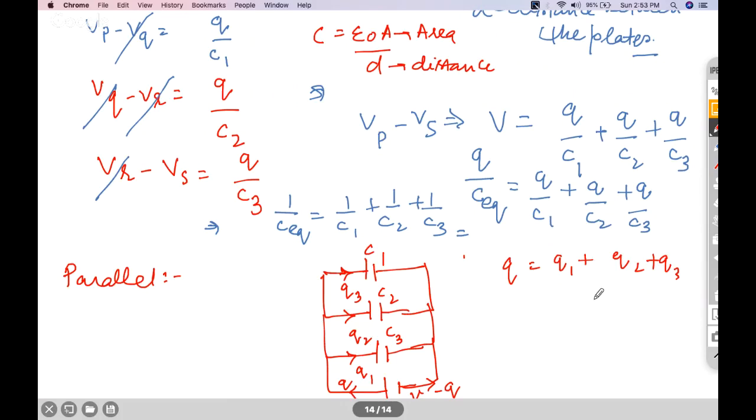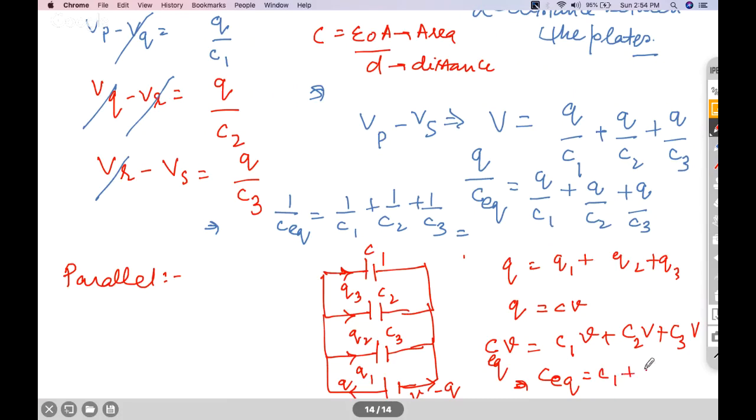So what I do over here is, Q would be equal to CV. So I write C equivalent into V is equal to Q1 will be equal to C1 into V because potential remains same. Q2 would be C2V and Q3 would be C3V. V gets cancelled out. C equivalent comes out to be C1 plus C2 plus C3.